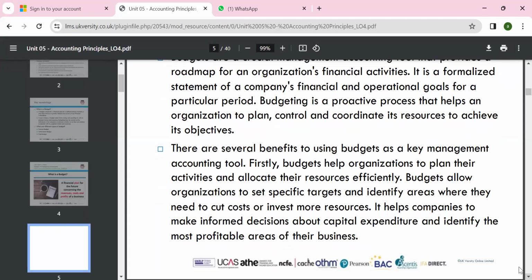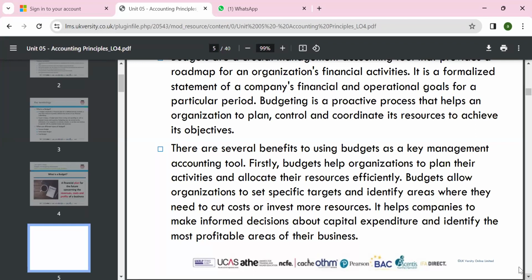Budgets allow an organization to set specific targets, and identify areas where costs need to be cut or where more resources should be invested, like different departments, different products in our organization. We can also look at capital expenditures and revenue expenditures. Capital expenditure means buying an asset or extension of an asset.